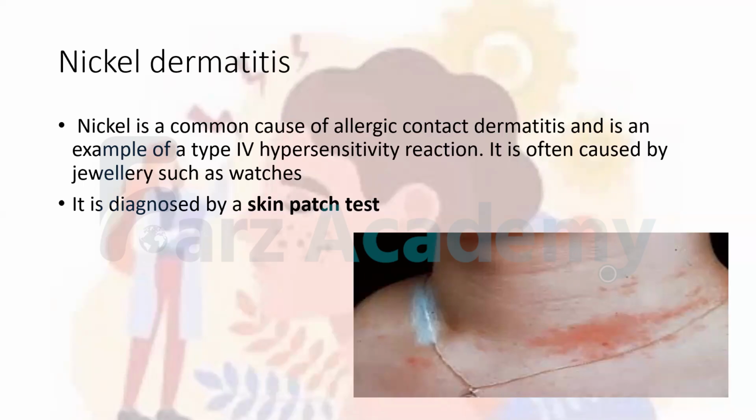They do not go much into nickel dermatitis in your exams. The main question they might ask you is what kind of reaction it is. It's a type 4 hypersensitivity reaction. And how do you diagnose it? You mainly diagnose it by a skin patch test. All right. So just make notes of all these highlighted points that I've put here and there so that it will be easy for you to revise at the end.